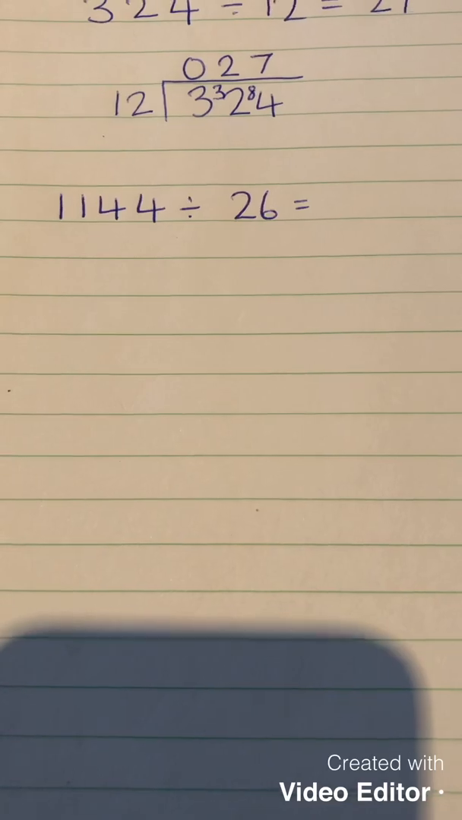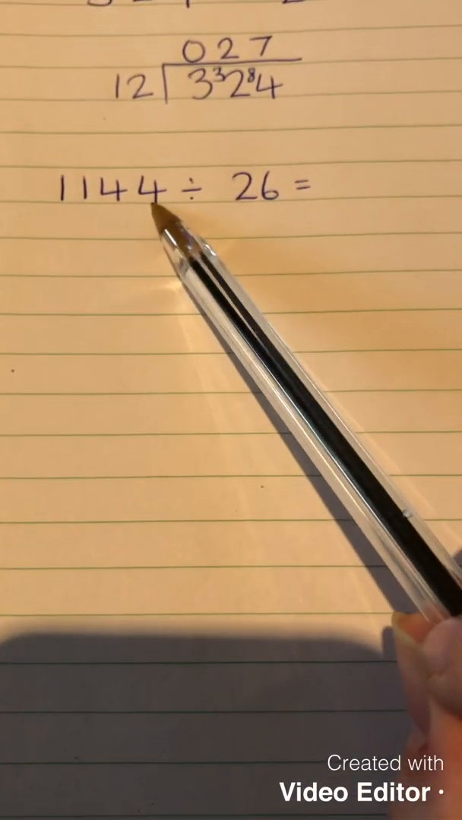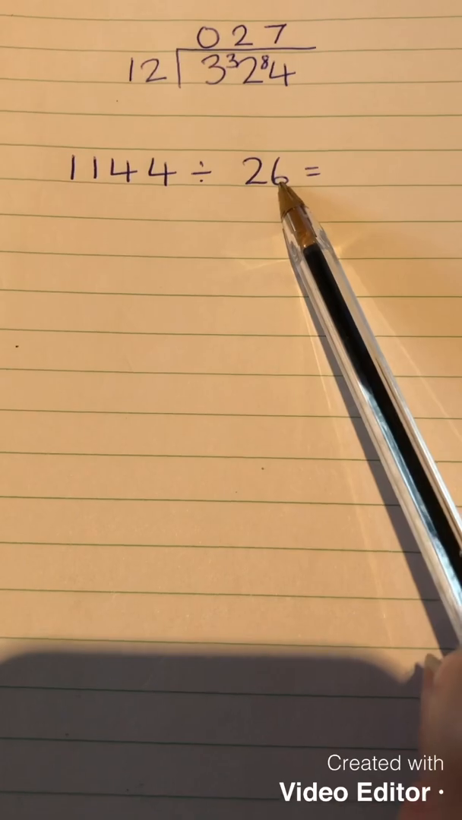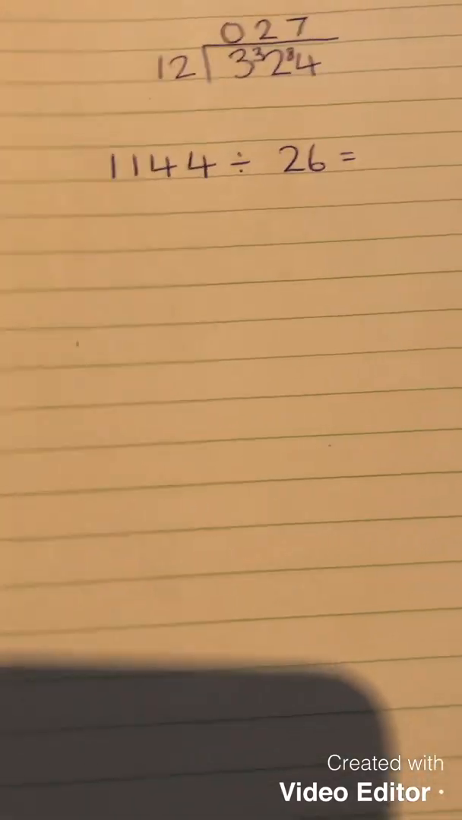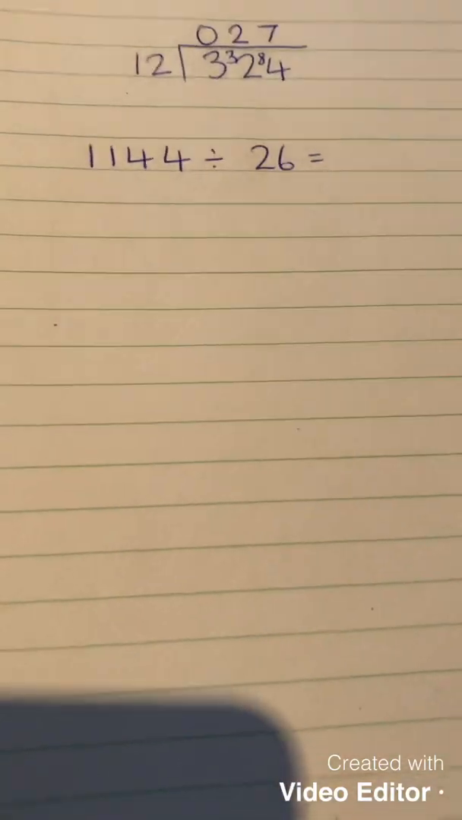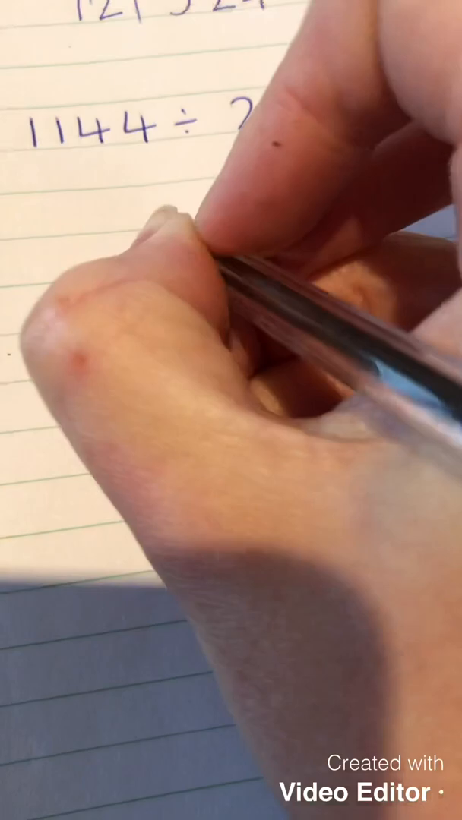Now for this next question, I'm looking at 1,144 divided by 26. Now 26 is a bigger number. It's not a number that I know off by heart, it's times tables. So we're going to think about using our chunking method to answer this question. So I'm going to write out my question again and pop it in the bus stop.